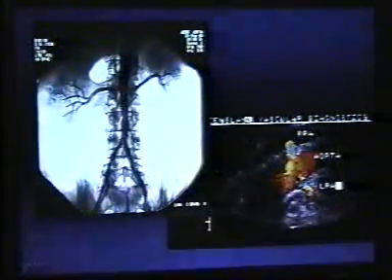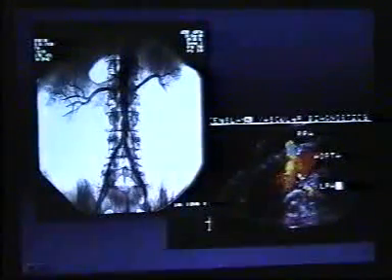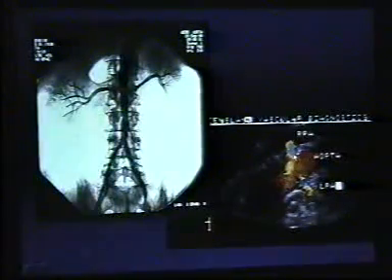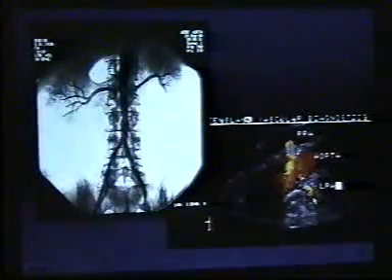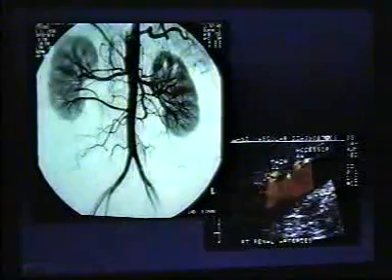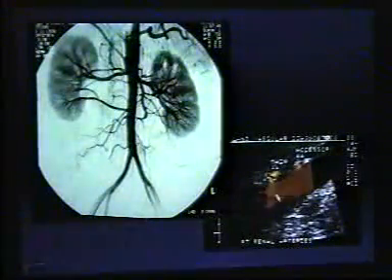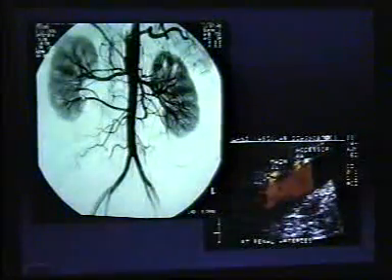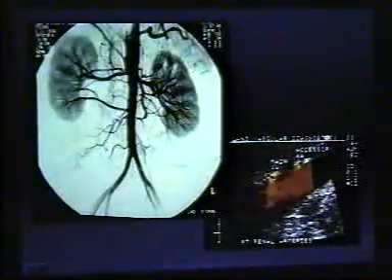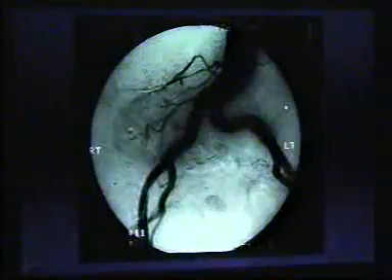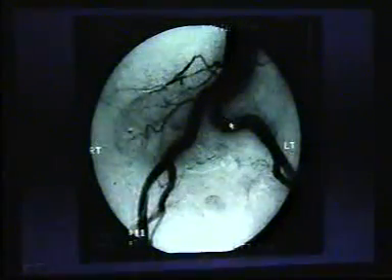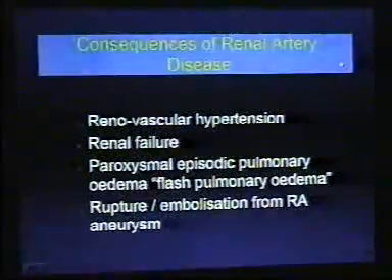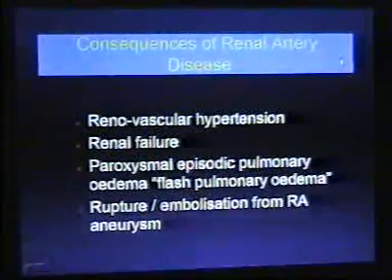Here we can see angiogram along with ultrasonogram. This is aorta and right renal artery and left renal artery. Here we can see the main renal artery and accessory artery, which was confirmed on the angiogram. There is again another angiogram showing the accessory renal arteries along with right and left renal arteries.